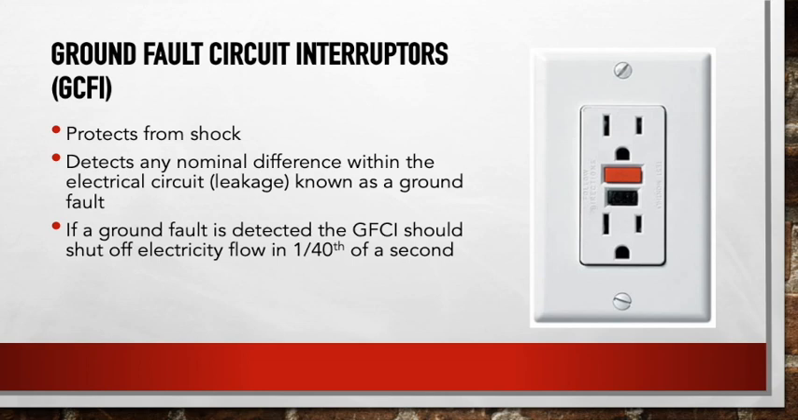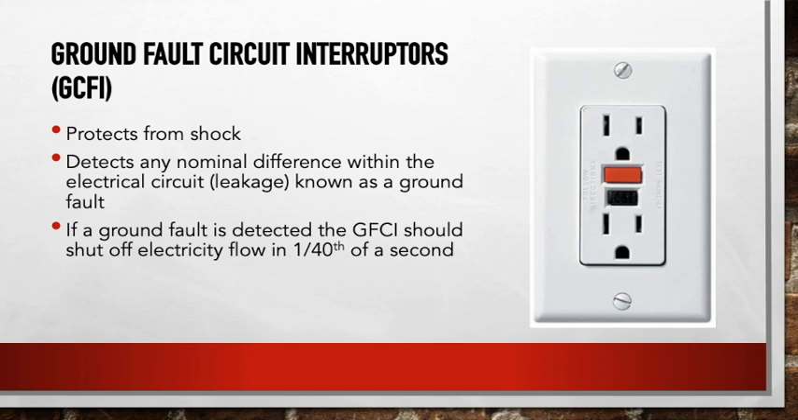So ground fault circuit interrupters are another device used to protect from this. Essentially what they do is they protect from shock by detecting any nominal difference within the electrical circuit, known as a ground fault. So if there's any leakage, for example, you have a cord plugged into a wall, the insulation is cut or burns through, and something comes into contact with that electrical wire, there's going to be leakage to that item, whether it's a person, a piece of equipment, etc. There's going to be less voltage coming back to the circuit than is leaving the circuit because some of it's leaked. In 1/40th of a second, that GFCI will turn that system off once it notices that leak.